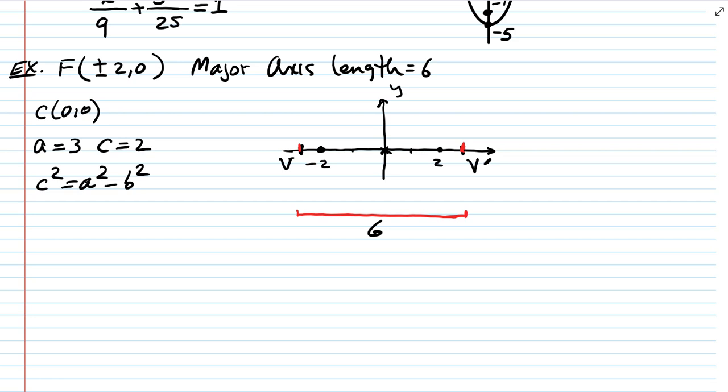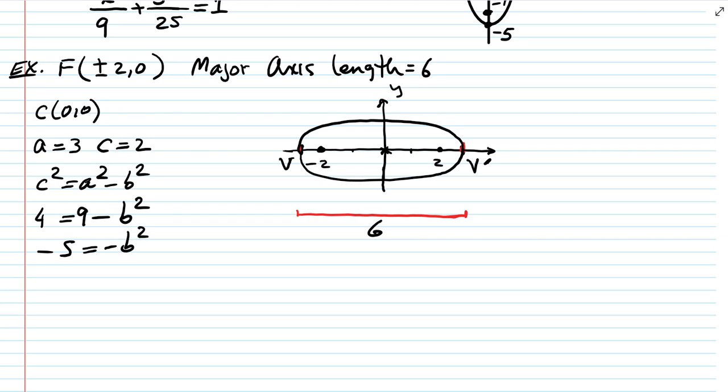And because this is going to be a horizontal ellipse, right? That's the upper part, and let's say this is the lower part. It's going to be a horizontal ellipse. So I'm going to write c squared, that's going to be 4, is equal to a squared, a is going to be larger than b here, so a squared is going to be 9 minus b squared. Subtract 9 from both sides, and b squared must be 5.